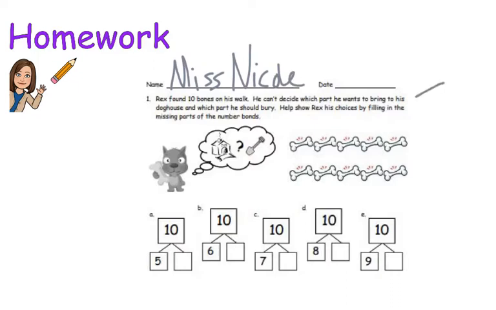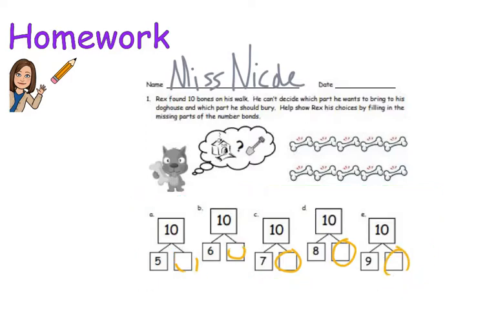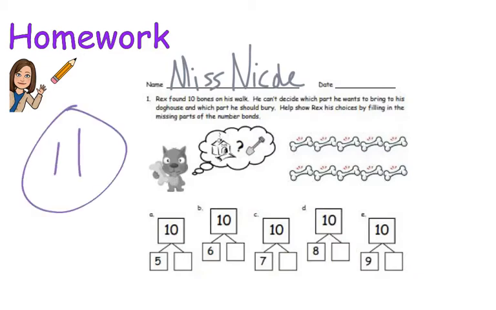Okay, so the problem says Rex found 10 bones on his walk. So he has 10 bones here. He can't decide which part he wants to bring to his doghouse and which part he should bury. Help show Rex his choices by filling in the missing parts of the number bonds. So they have these number bonds started for you, and you need to fill in the missing part here. So you can go ahead and pause your video and solve your number bonds.